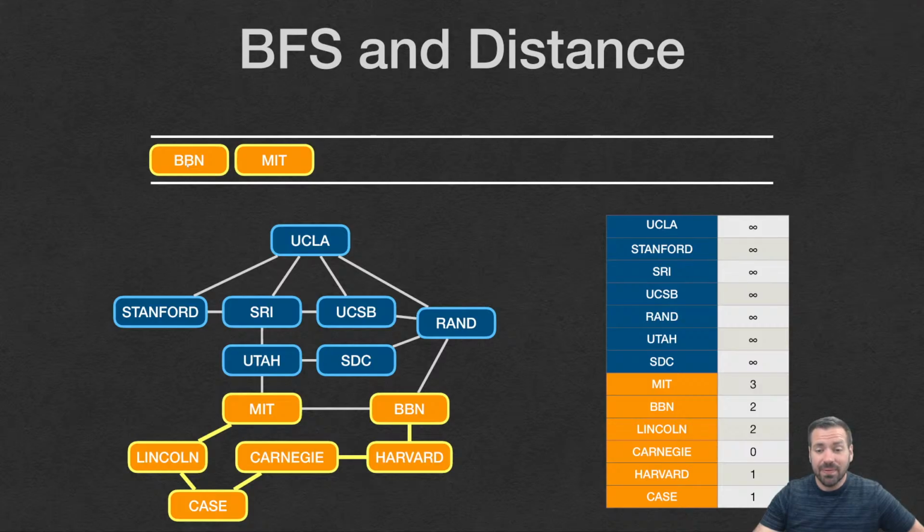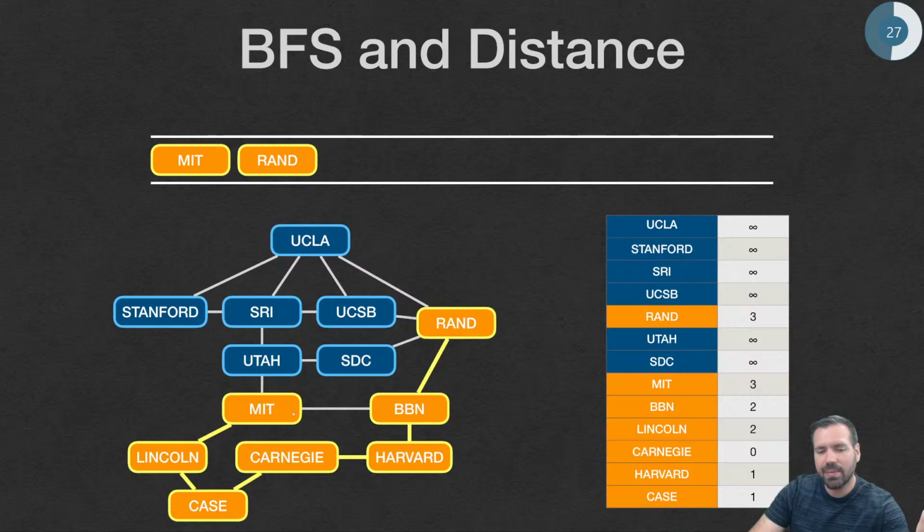Then BBN is the front of the queue, so we're going to dequeue BBN. We're going to check all of its neighbors. We're going to find Rand, enqueue it, explore it, set Rand's distance equal to 3. Check Harvard. Harvard's been explored, so we don't do anything. And we check MIT, and MIT's already been explored, so we don't do anything. It doesn't matter that it was just explored by Lincoln in the previous node. It's already been explored, so we don't do anything. We process Rand, Harvard, and MIT, we skip them.